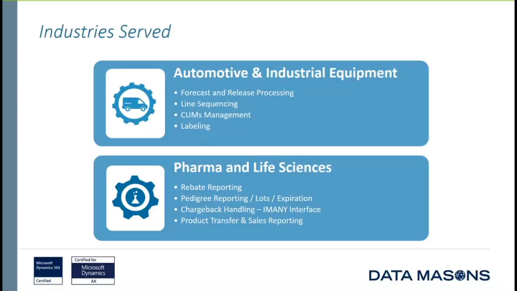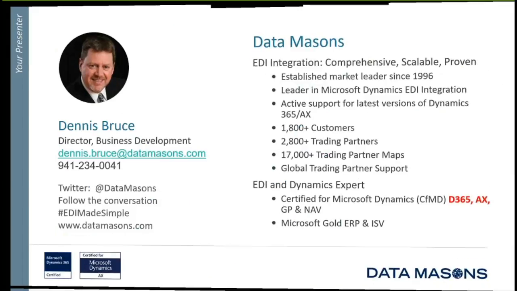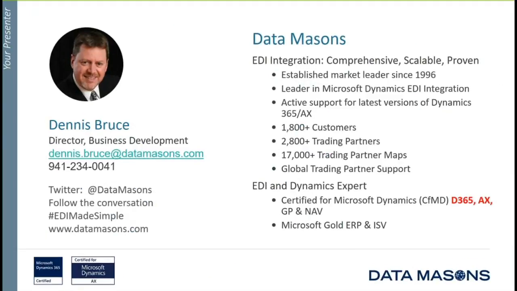One of the other ones, automotive industrial equipment: releases and forecasting. Nobody talks POs and invoices in automotive. It's releases and forecasting, and that's what we support. Humans management, line sequencing, labeling, and then pharma, you can see pedigree reporting, chargeback handling. So it's a lot of information for the amount of time, but if you have some additional questions, we'll have them at the end. You can reach back out to us.